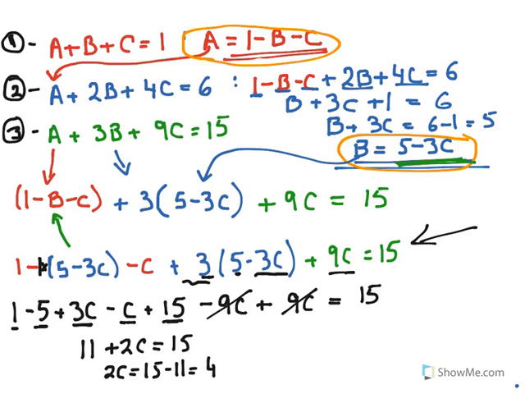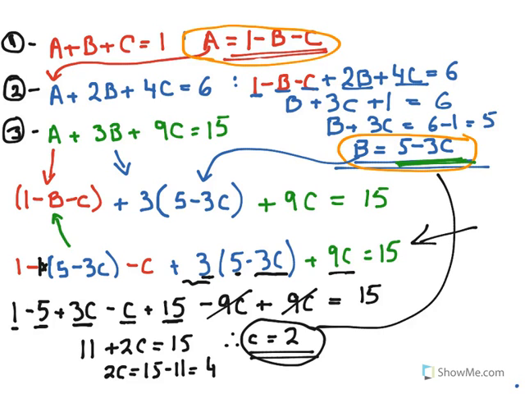So 2 lots of c equals 4, therefore c equals 2. 4 divided by 2 will give us that c equals 2. We now know what c is. C is 2, and we can put this value of c into our second equation, because we know that b is the same as 5 minus 3 times c, but we know that c is now 2. So b is going to be 5 minus 3 times 2 is 6, 5 minus 6 is going to be minus 1. We now have a value of b equals minus 1.